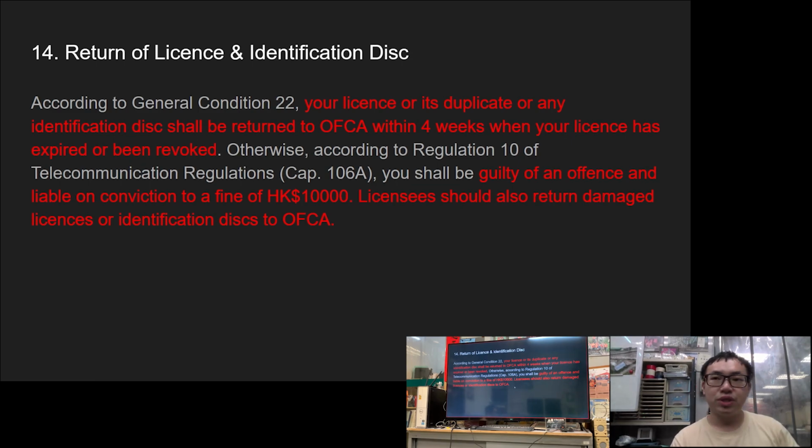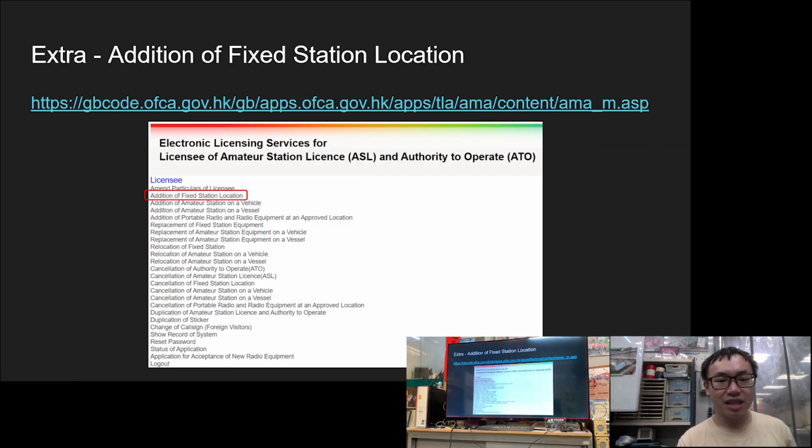This is to prevent others from using your information. Okay, and the license in good condition can help others to identify you. So this is just like an ID card. If you're not bringing your ID card when you go outside, you'll be in trouble, right? This is just the same. Okay, extra stuff. If you have an extra home and want to set up an extra license, you can go to the website here and search for this one, addition of fixed station license location. Then OFCA will help you.